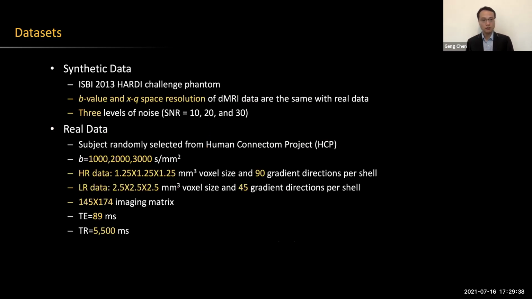This is the data we use in our evaluation. The synthetic data is from the 2013 HARDI Challenge Phantom, and we simulate the synthetic data using imaging parameters consistent with the real data. We consider 3 levels of noise, SNR equals 10, 20, and 30. For the real data, it is from the Human Connectome Project. There are 3 shells. For the high resolution data, the spatial resolution is 1.25 millimeters isotropic, and there are 90 gradient directions per shell. For the low resolution data, it is 2.5 millimeters, and there are 45 gradient directions. And the following are some imaging parameters.